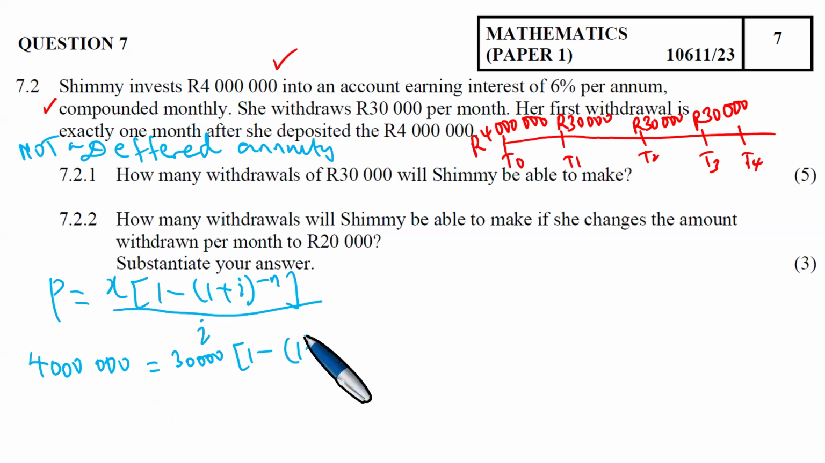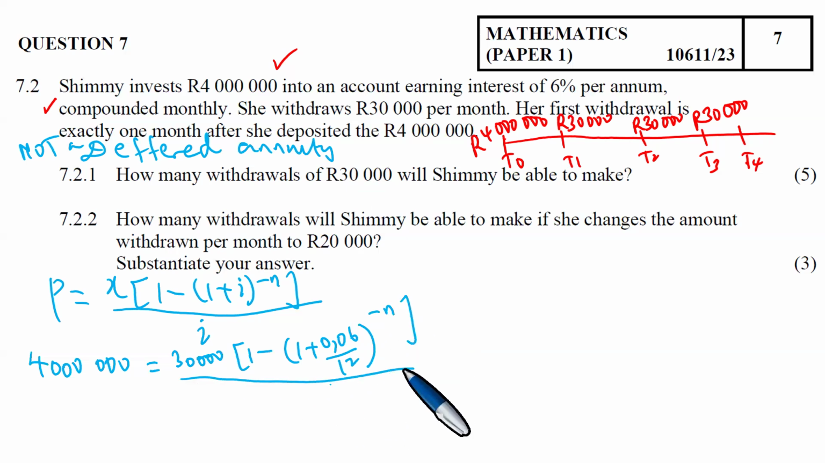One plus the interest rate is what? 0.06, because it's 6% per annum, but it's compounded monthly, so divide by 12. And you raise these to the nth power. And you divide by 0.06 divided by 12. So you cross multiply.